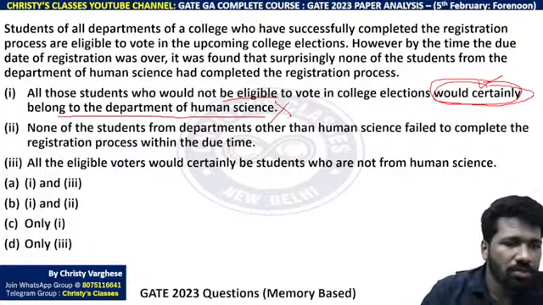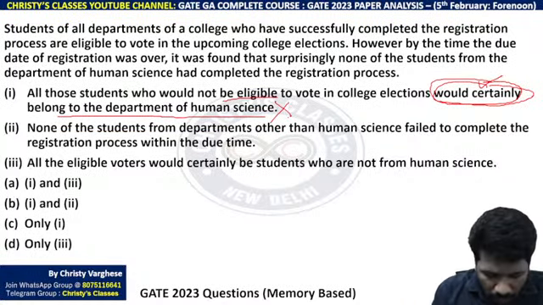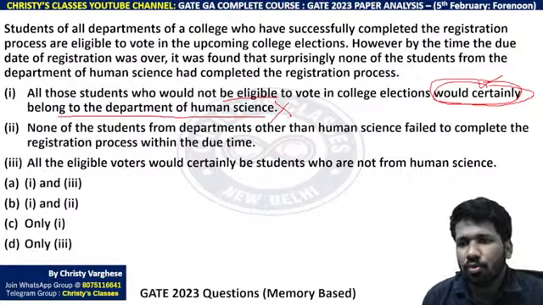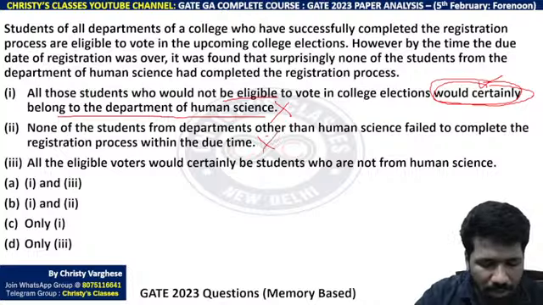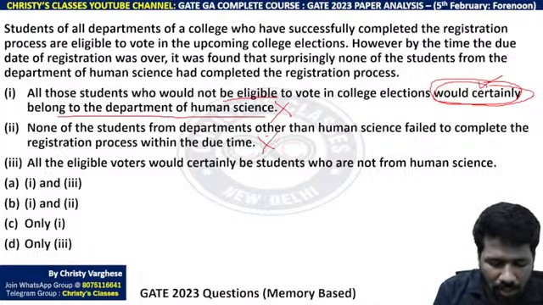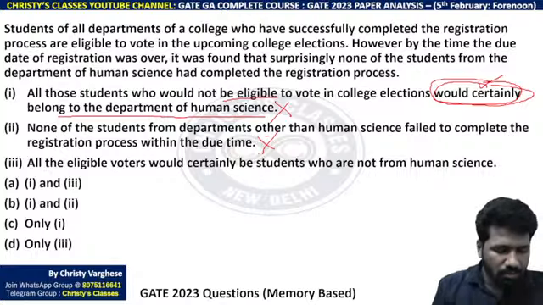So statement 1 is not correct. Statement 2. None of the students from departments other than Human Science failed to complete the registration process. Again, as I told, that is not mentioned in the question at all. Question is only mentioning about Human Science students not completing registration process.